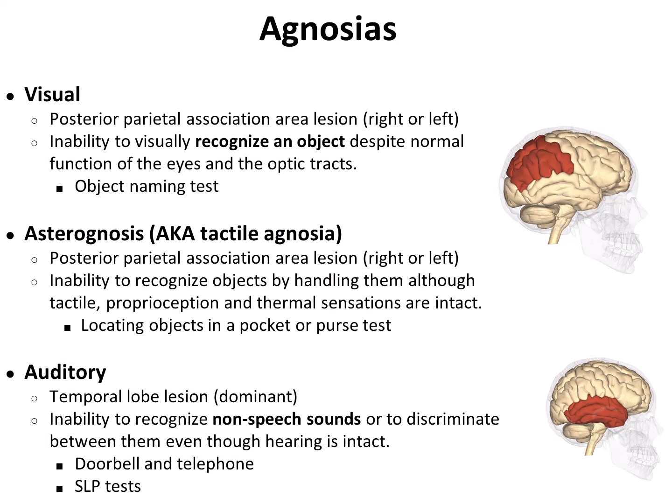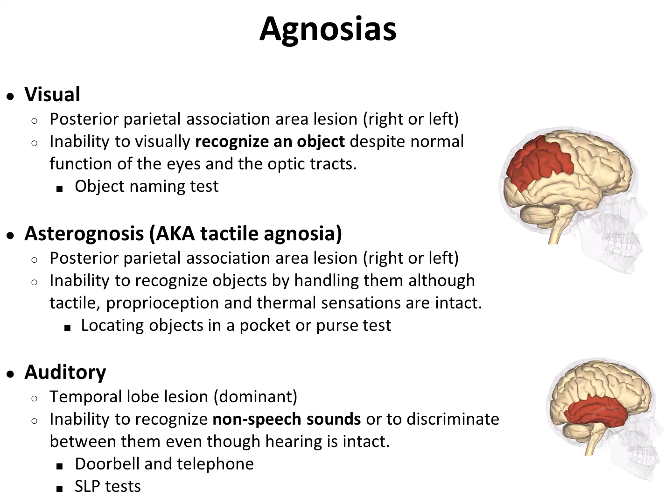So for example, if in a purse or a bag of some sort you put a key and a quarter, and you ask that person to reach into the bag and pull out the quarter, they could pull out the key because they present with astereognosis.